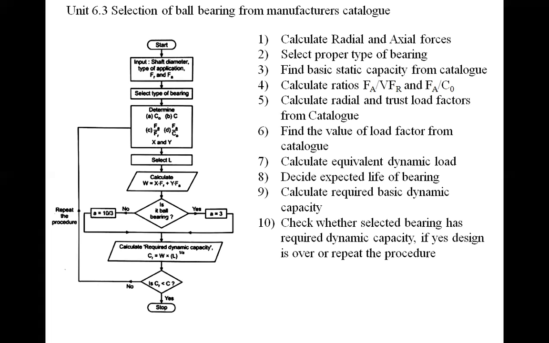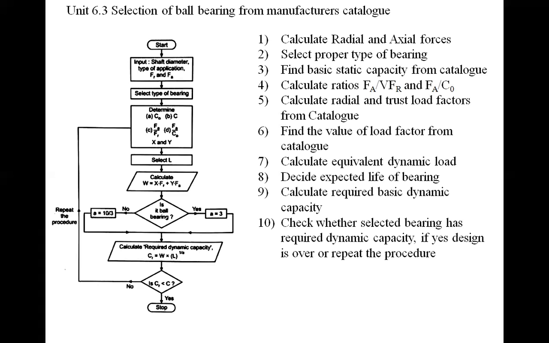The first step is calculate radial and axial load. So we know that every bearing is subjected to radial and/or axial load. There may be a possibility that the bearing may be subjected to only radial or only axial or combined. After that, we have to select from that FR and FA value a bearing from the catalog. Now find the static capacity from the catalog.